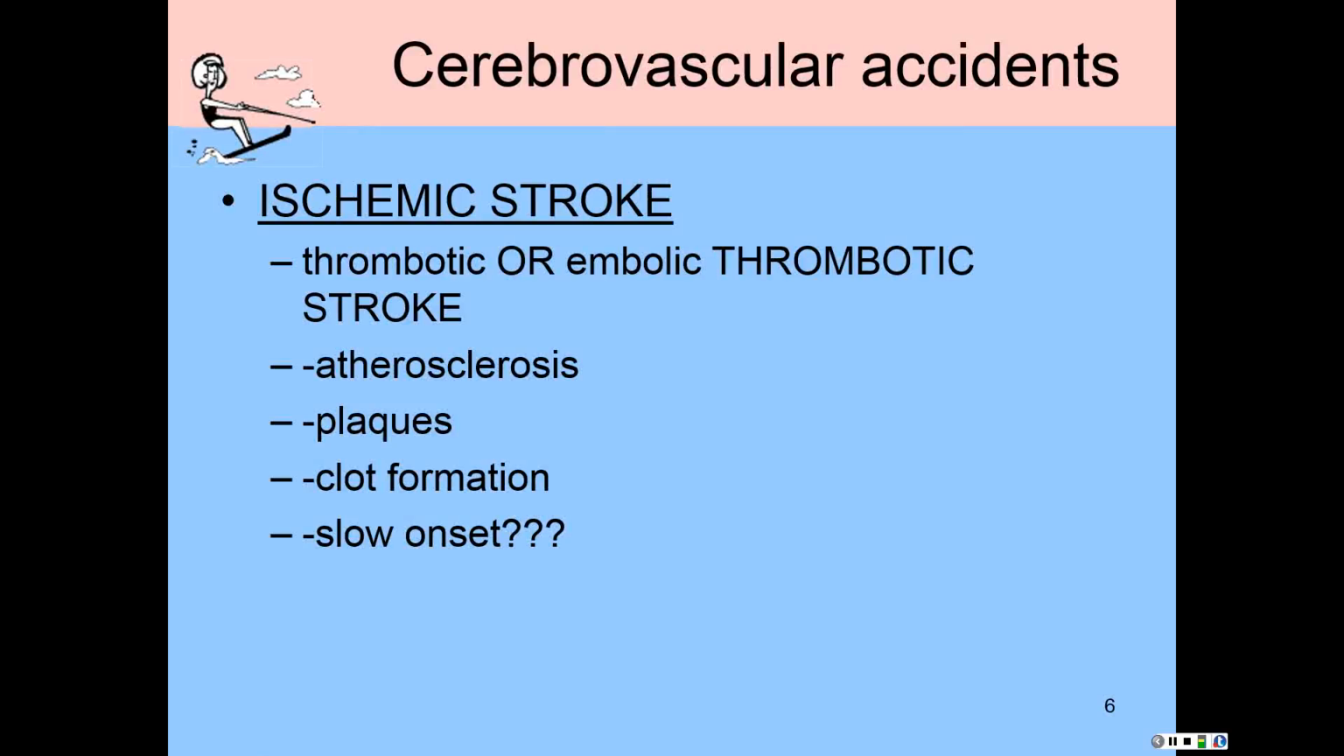Okay, so now we're talking about cerebrovascular accidents, also known as a CVA. We're going to be looking at ischemic stroke and whether or not it is thrombotic or embolic. We're also going to be looking at hemorrhagic strokes and whether or not they are caused by aneurysms, hypertension, or arteriovenous malformation.